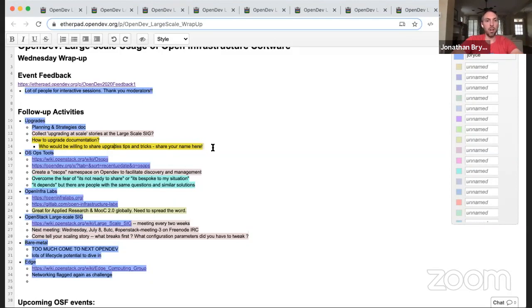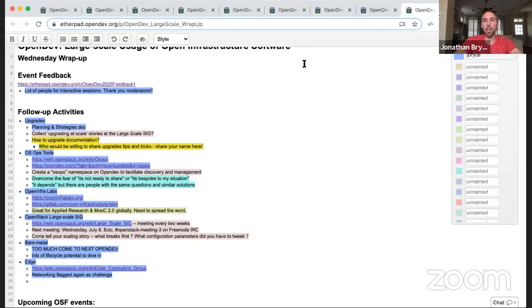Well, add your name in the Etherpad around line 14 if you are interested, and I think that's a good one to carry into the large scale SIG. So John was just talking about the OSOps tools. I thought that also was interesting and exciting to see brought up.